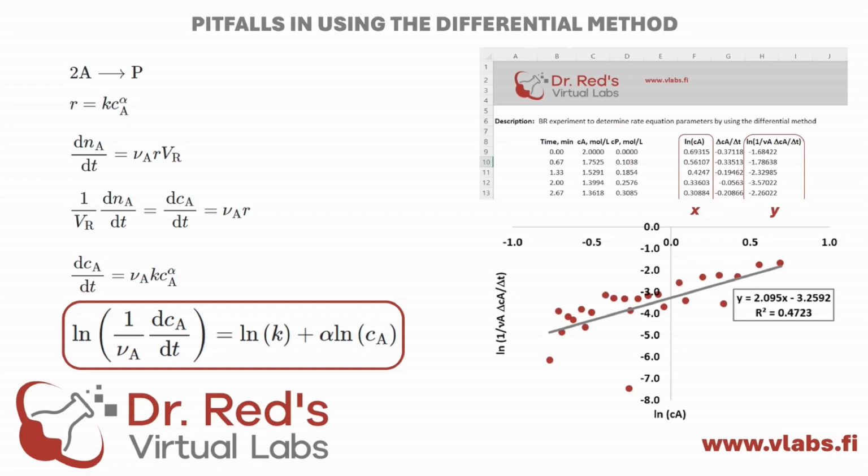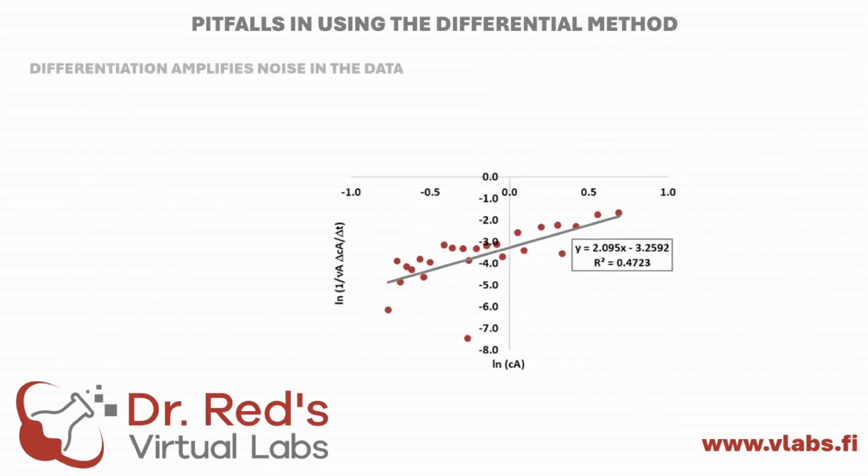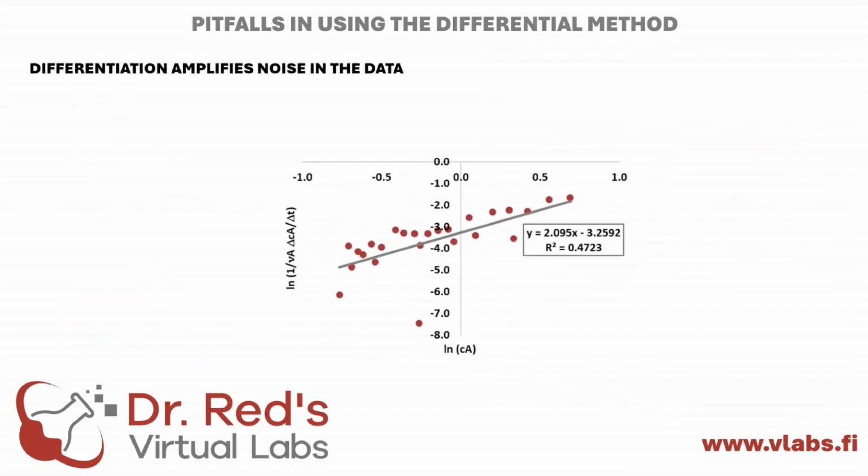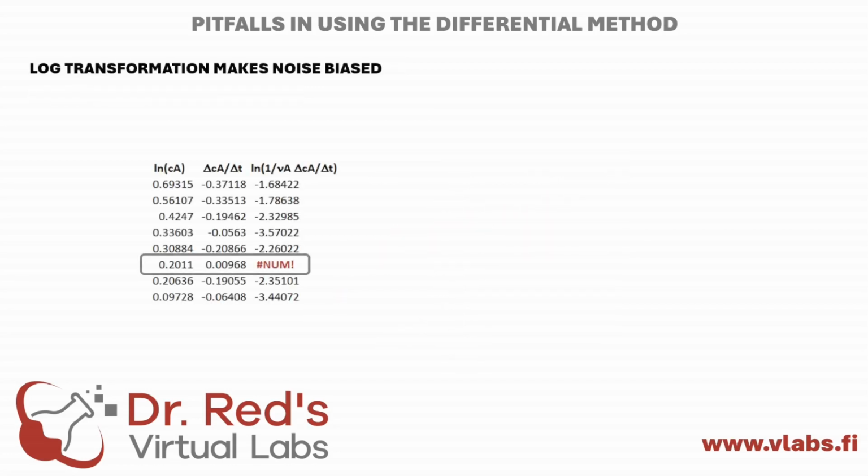But what are the pitfalls in using the differential method? First, let's talk about the approximation for the time derivative of concentration. When your data has noise, using two data points to calculate the derivative can and will magnify those errors. To avoid this pitfall, you need to curate your data by removing outliers. This introduces a notable challenge.